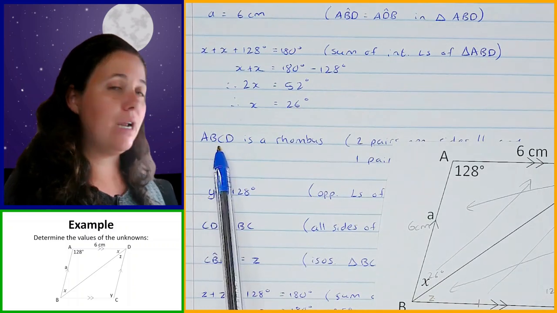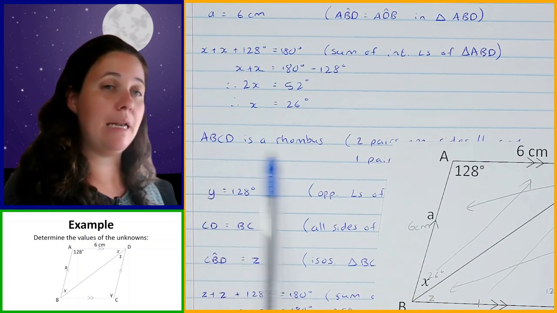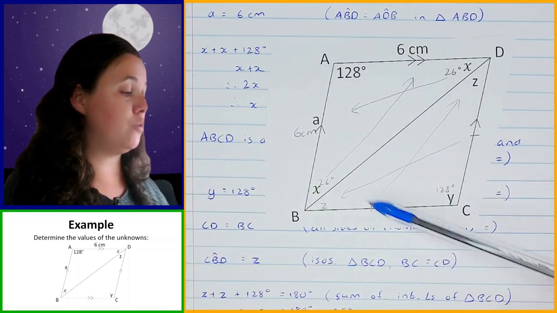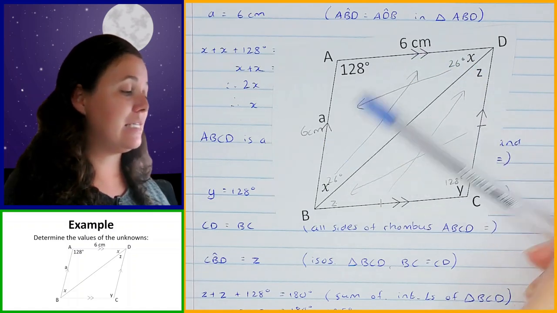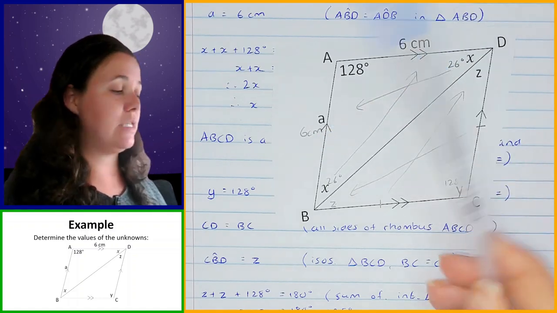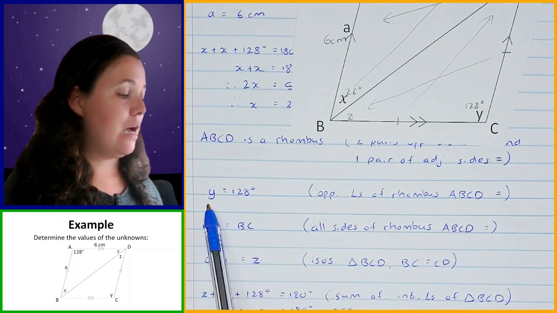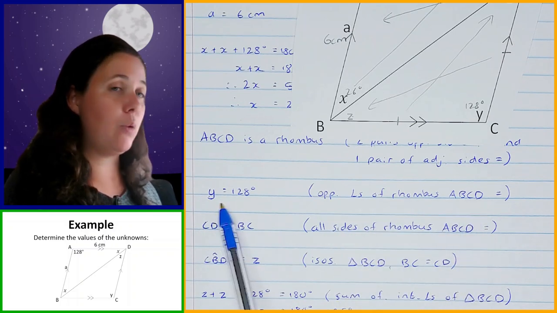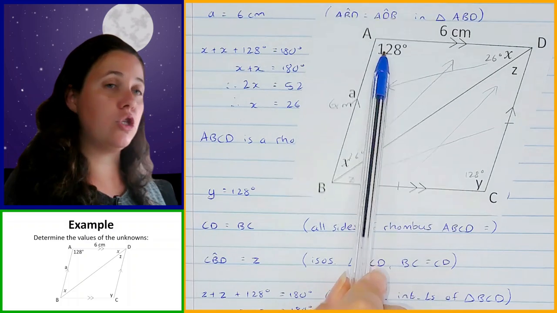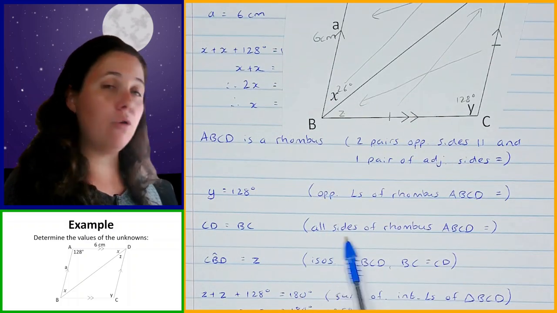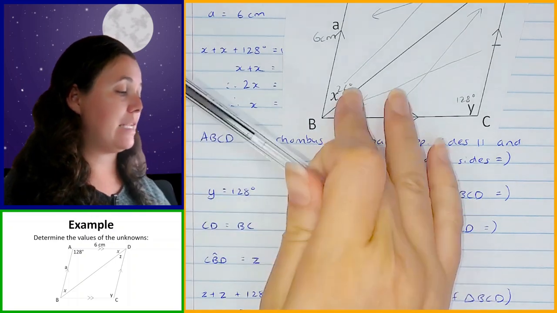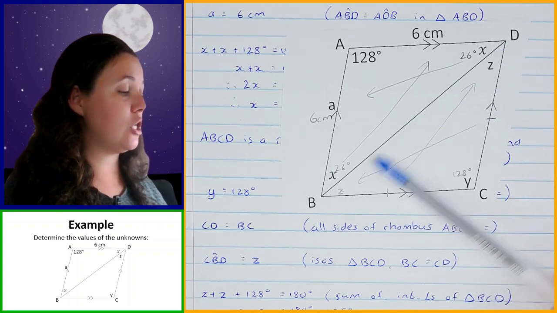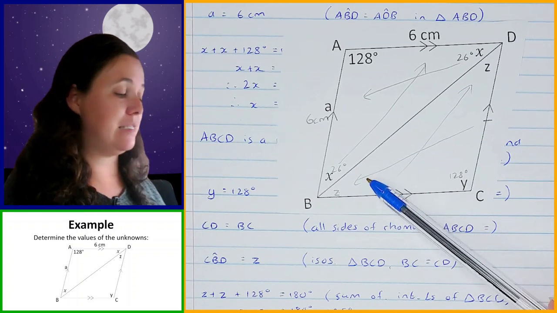Then, how did I know that ABCD is a rhombus? I needed to work that out so that I could then work out the other angles. But how did I know it was a rhombus? I knew it was a rhombus because I had two pairs of opposite sides that were parallel, and I had a pair of adjacent sides that was equal. Over here, I knew that if I have a rhombus, then opposite angles are equal. That's how I knew that Y would be 128 degrees. Then, I know that in a rhombus, all sides are equal. That's how I knew that these two sides would be equal, which means that this is going to be an isosceles triangle, which will help me to work out Z.